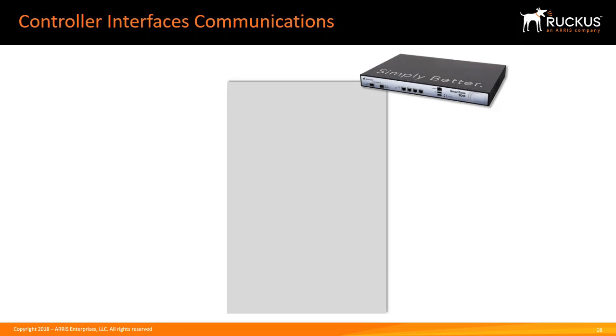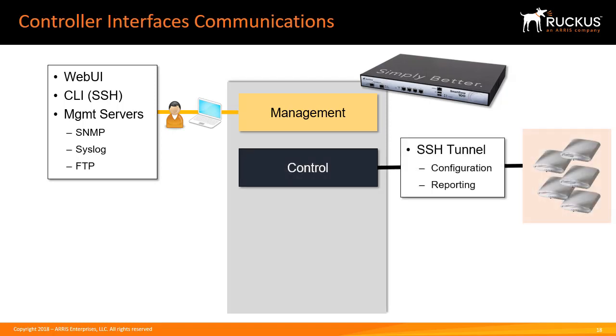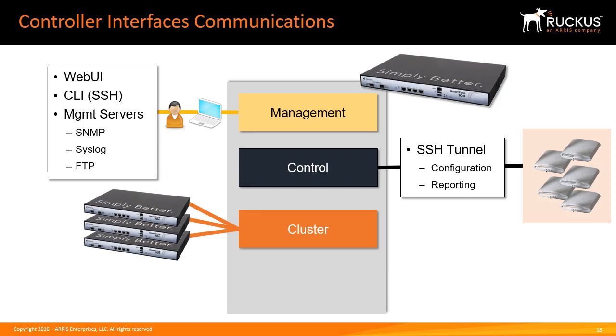The SmartZone interfaces just mentioned perform the following functions. The management interface is the web user interface that you log into, as well as the CLI. Services such as SNMP, syslog, and FTP also communicate via the management interface. The control interface is for the access points that you deploy, which communicate to the controller over the control interface, primarily via the SSH tunnel. Access point configuration changes are delivered to the access points via the tunnel, and reporting and statistics are also delivered to the controller.